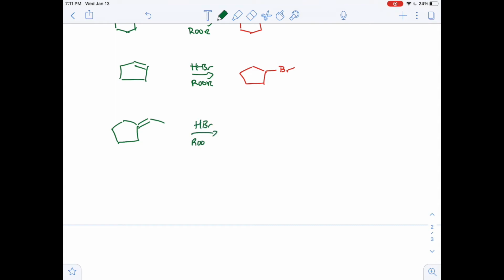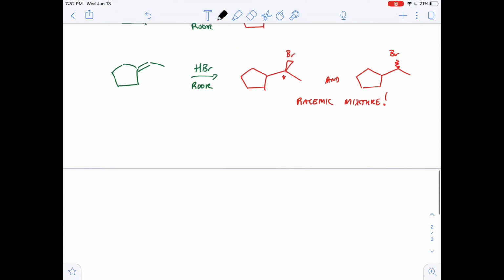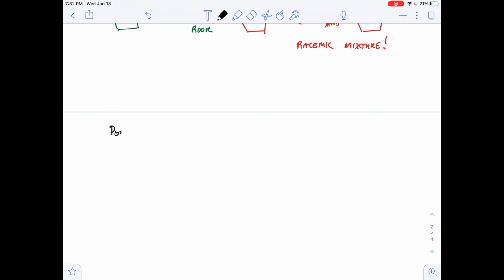So we want to draw all the possible products, right? So let's go ahead and add HBr and ROOR, peroxide. Now we want to add Br to this position here because it's less substituted, right? But it now is a chiral carbon, okay? So what we want to do is give two stereoisomers, with the wedge and the dash. And this is going to be a racemic mixture, of course, because you can attack from the top or the bottom, right? Same story as before.